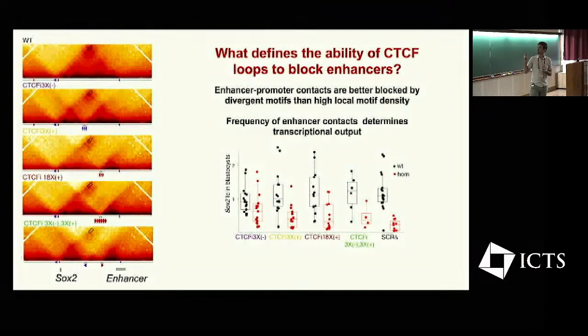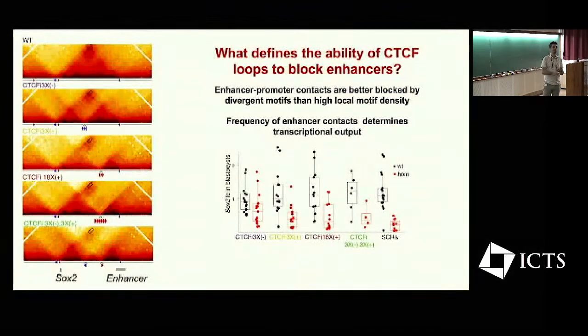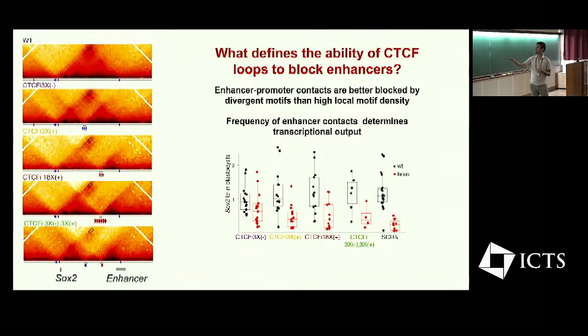We also saw clearly that the frequency of enhancer contacts determines transcriptional output. So when we sorted the mouse lines by how much insulation they have, you can see that the ones that insulate the most, it's also where SOX2 expression is reduced the most. So CTCF can block the ability of enhancers to activate their target genes.